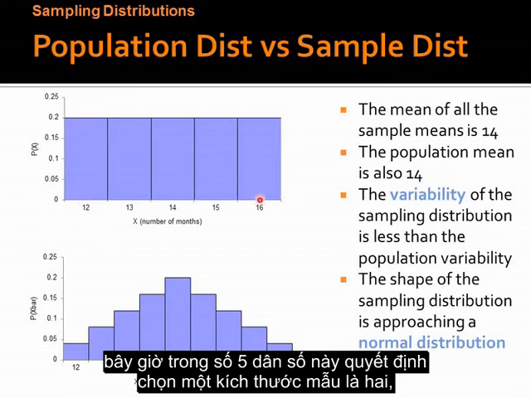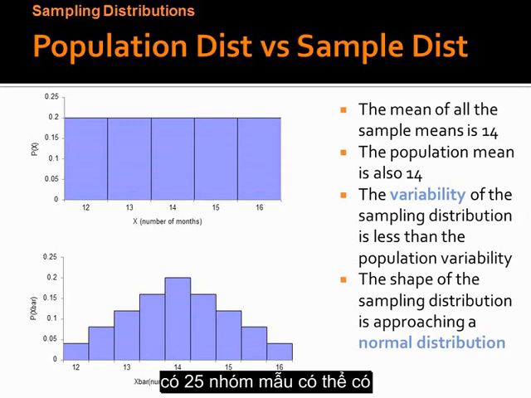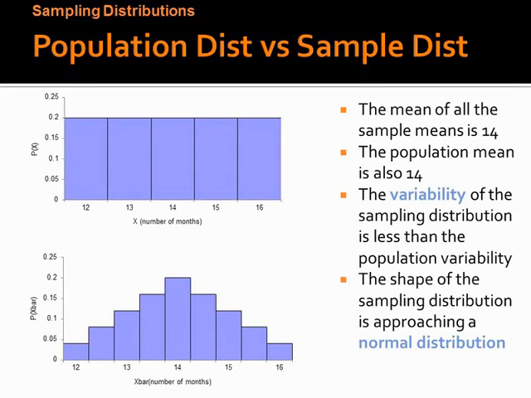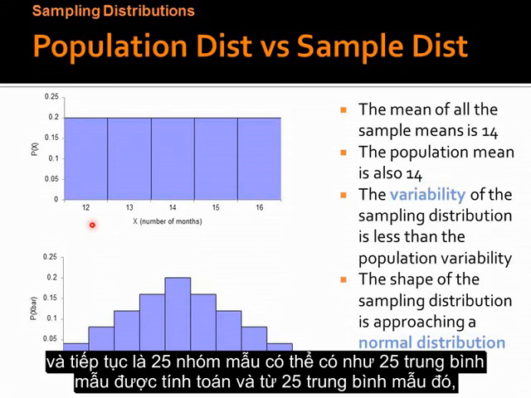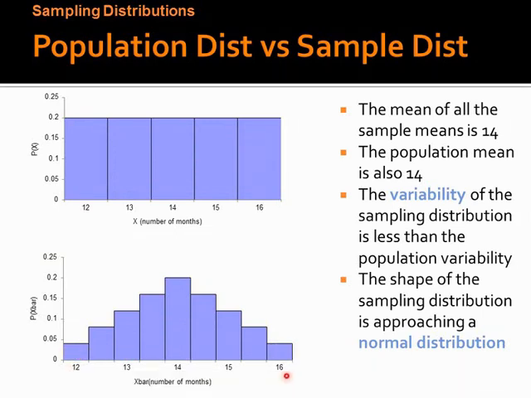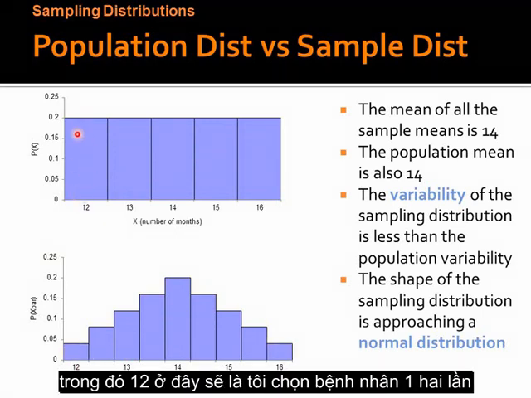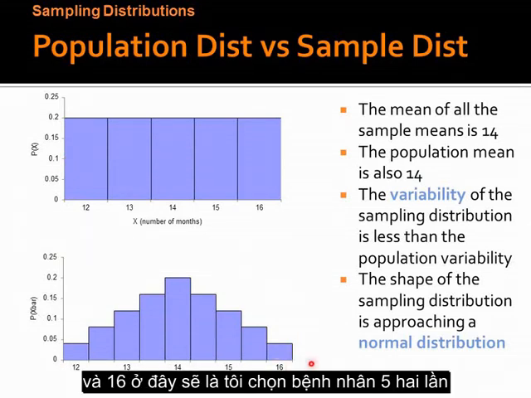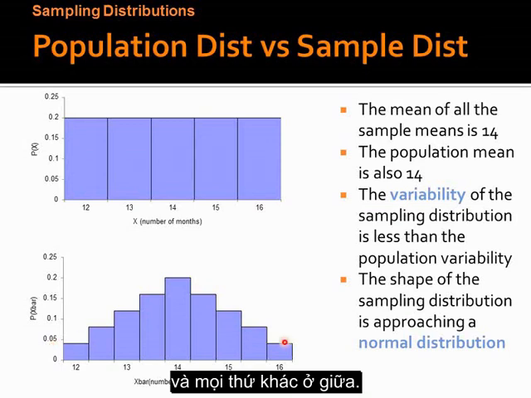Now, out of this population of 5, deciding to pick a sample size of 2, there were 25 possible sample groups. And from those 25 possible sample groups, I calculated 25 sample means. And from those 25 sample means, they range anywhere from 12 to 16, where 12 here would be me selecting patient 1 twice, and 16 here would be me selecting patient 5 twice, and everything else in between.